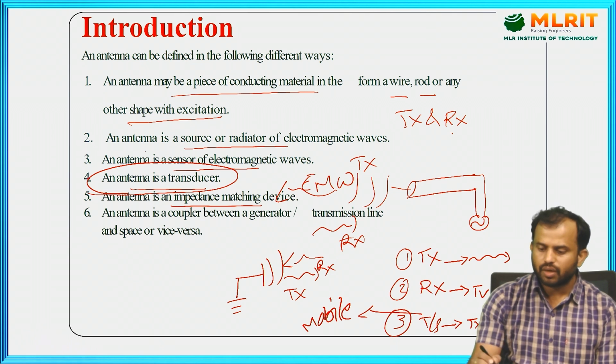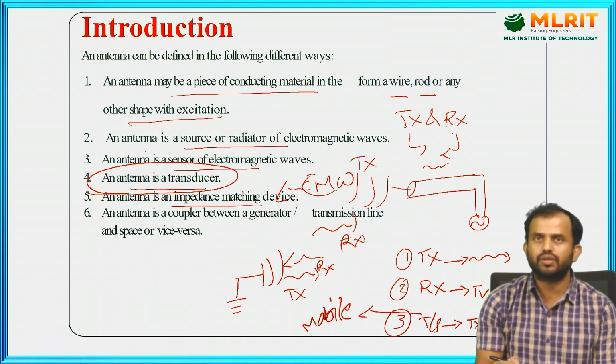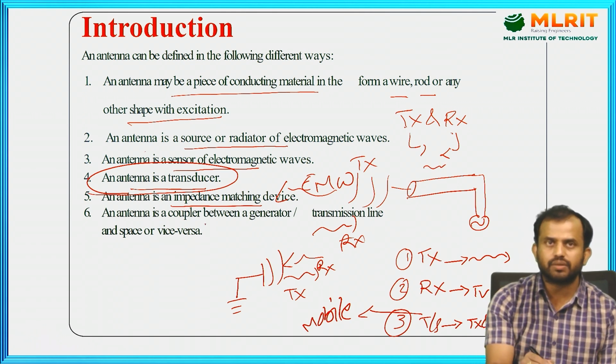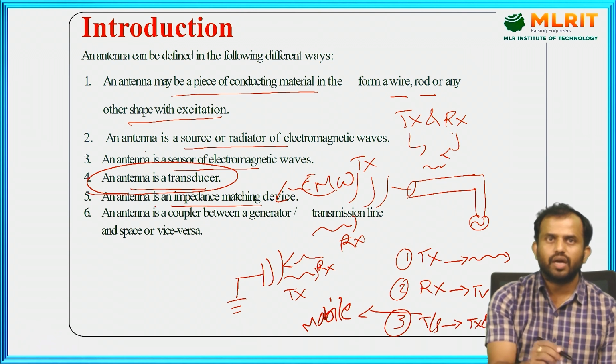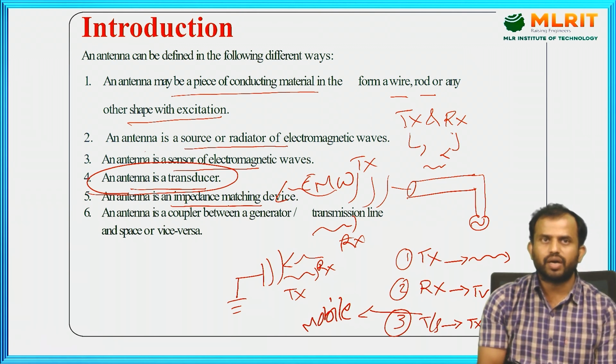Why? In the sense, what information we transmitted and what information we received, there must be sync between the transmit signal as well as the receiving signal. Then only the impedance is matching. That we call proper impedance matching. So the antenna is also acting as an impedance matching device.